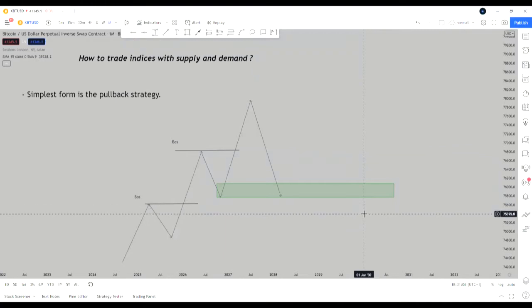In this video we will basically talk about how to use our simple rules to trade indices, US indices, in a very simple way, and how you can consistently look out to extract profits out of the market.